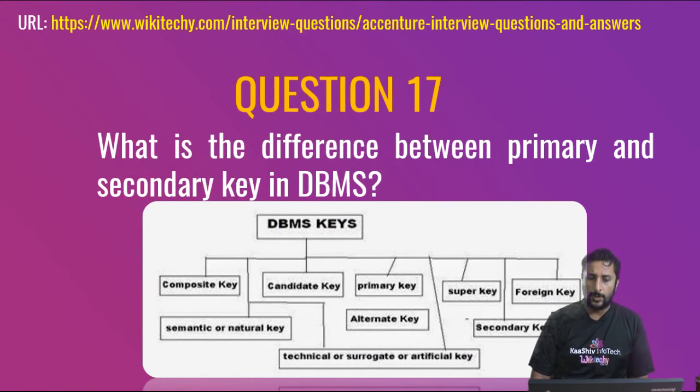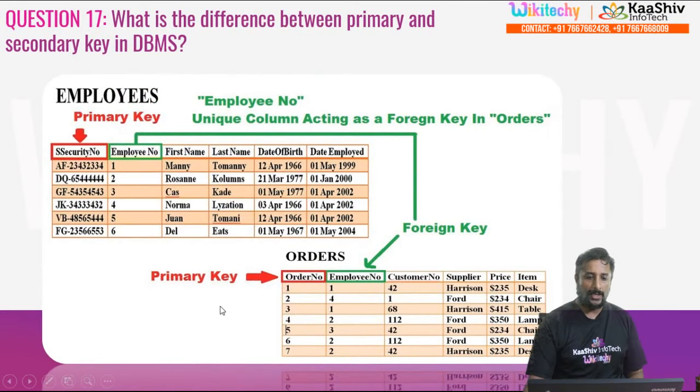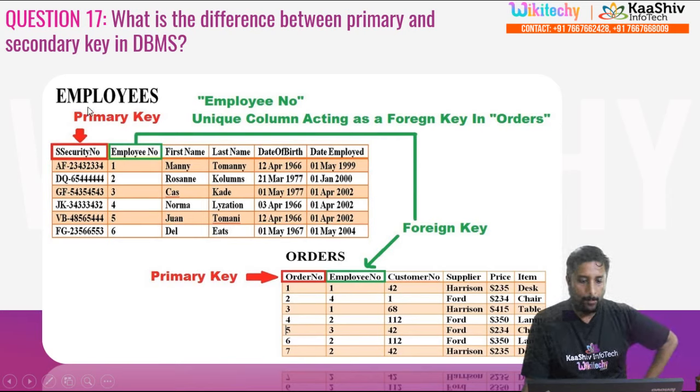What is the difference between primary key and secondary key? Here are the DBMS keys available, just check it out. Here is the table. I have an employee table and an orders table. Here is the social security number of the employee. I have employee numbers, first name, last name, and everything is here.